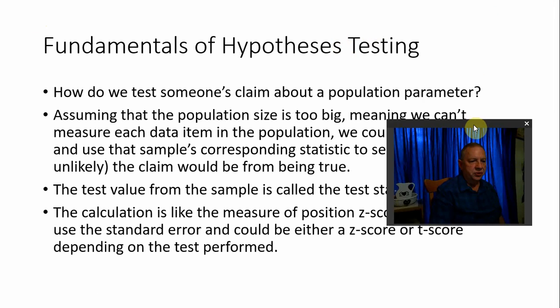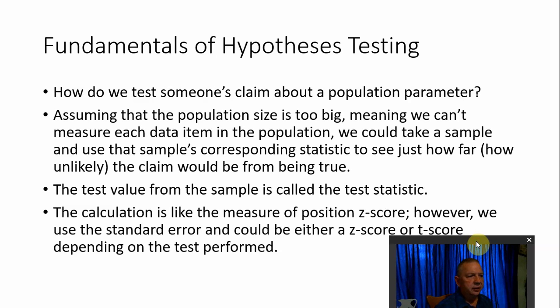So here are the fundamentals of hypothesis testing. How do we test someone's claim about a population parameter? You either see it in an advertisement or somebody just says something. I think the proportion of people that like Mountain Dew is greater than 70%. Or the mean gas mileage that we get with this is 25 miles per gallon. And we would like to check and see if that value is correct.